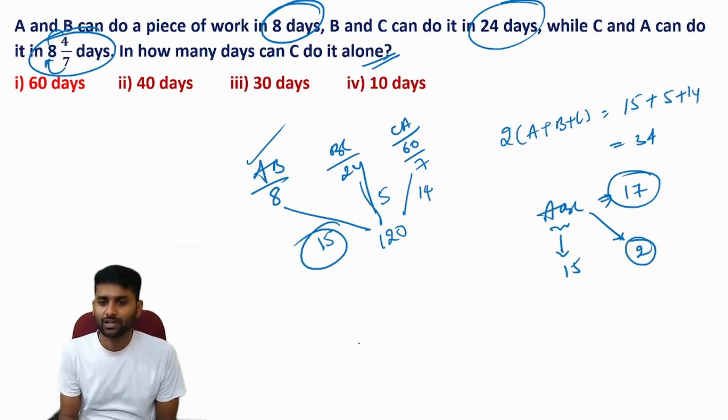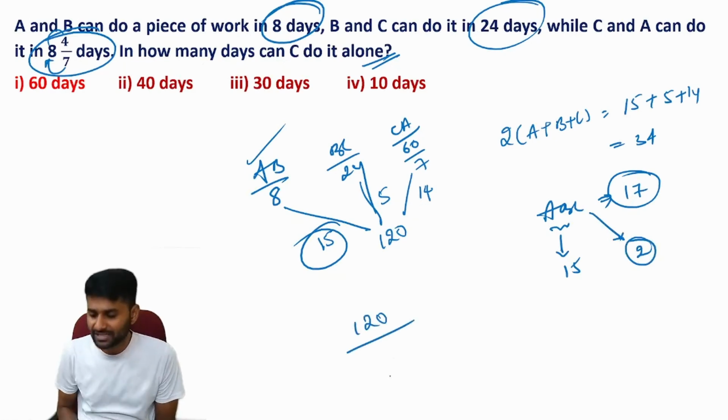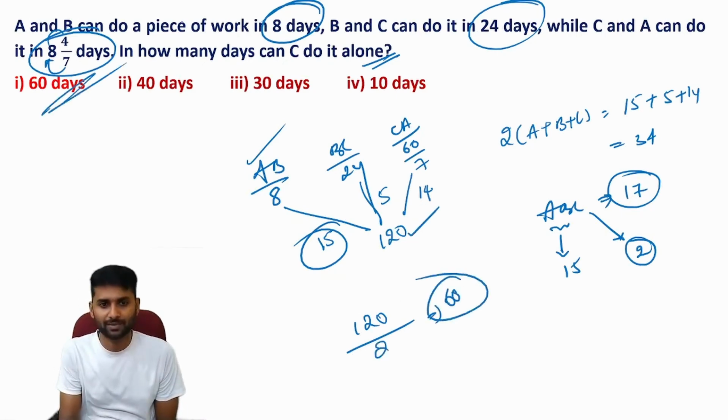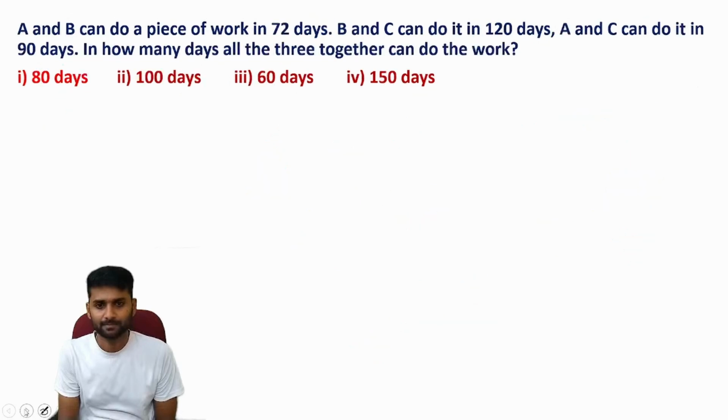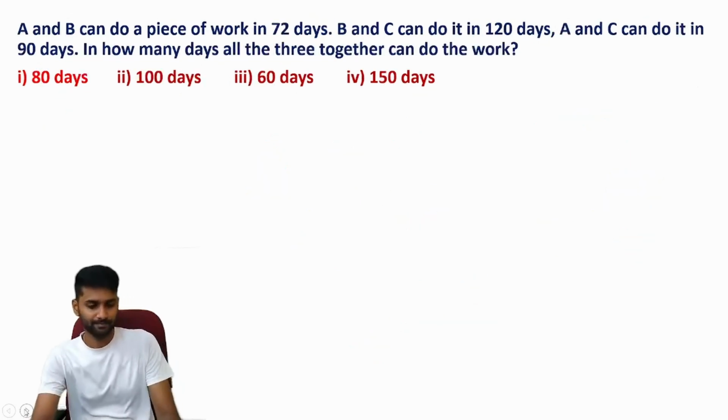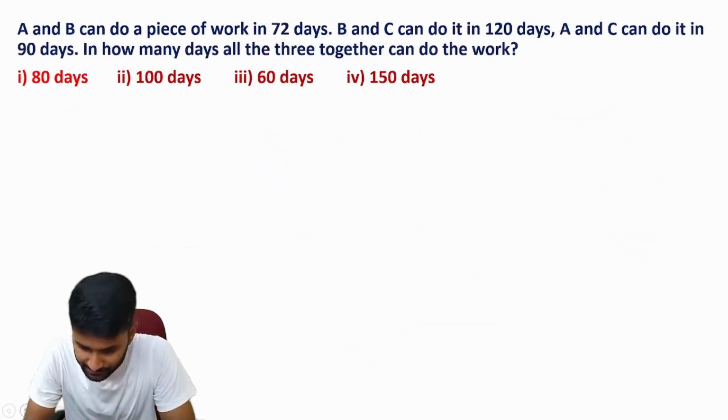Now here the question, we are assigning only C alone for this work. So here the thing, we have to complete 120 units. We are assigning C efficiency 2 units. Then the work is completed in 60 days. Let's go through this question.